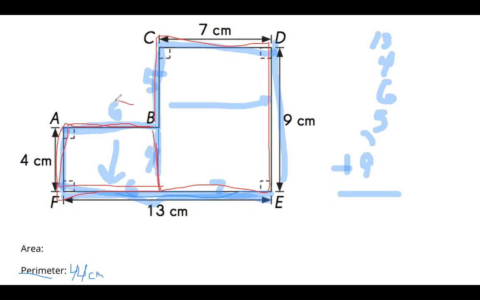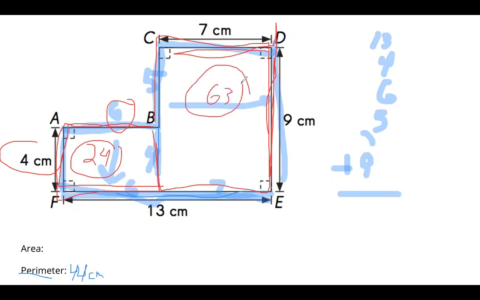So I'm doing how long it is times how wide it is. So I'm going to do 6 times 4 for this one, and I know 6 times 4 is 24. So the area of this rectangle is 24. Now I'm going to come over here and do the length times the width. So this one is 9 times 7. 9 times 7 is 63. So I know the area of this rectangle is 63.